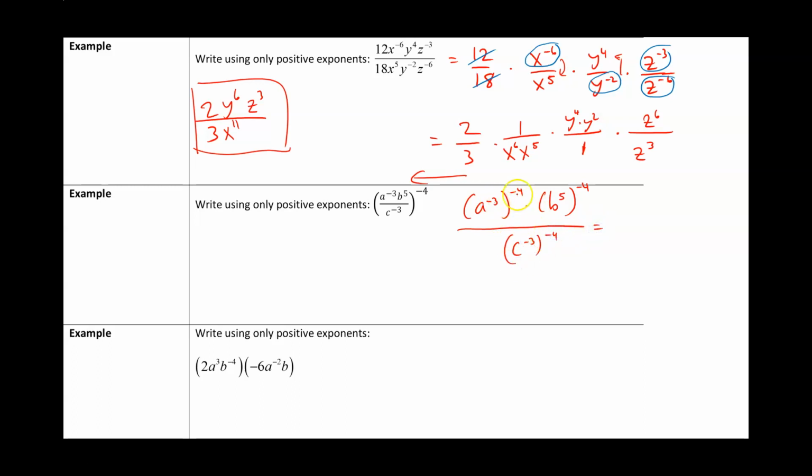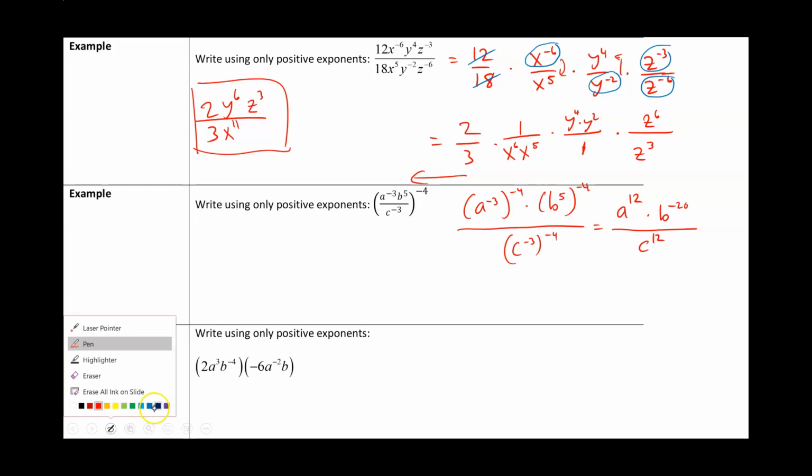Now let's multiply. Negative 3 times negative 4 is positive 12. 5 times negative 4 is negative 20. And then negative 3 times negative 4 is positive 12. So step 1, take each individual term and raise all those terms to the negative 4th power.